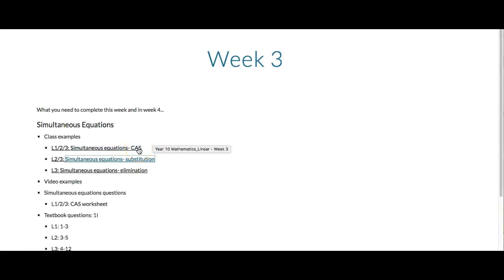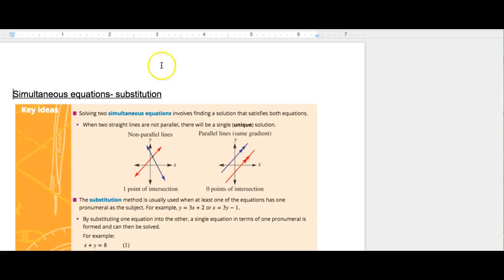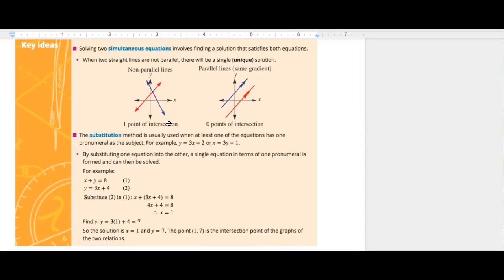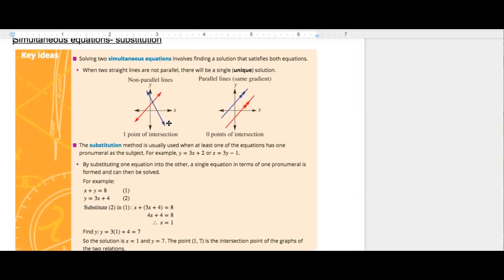If you're planning on not doing any maths, you can just answer all the simultaneous equations using CAS. Although I encourage you to just look at the substitution ones as well, because the substitution questions in this sheet here aren't too difficult. They do get a little bit difficult in the textbook, but the ones on this sheet aren't.